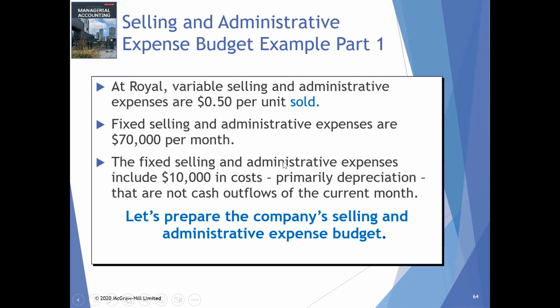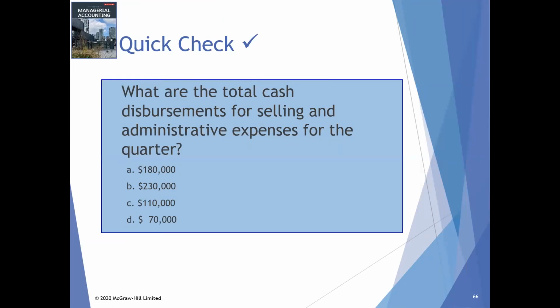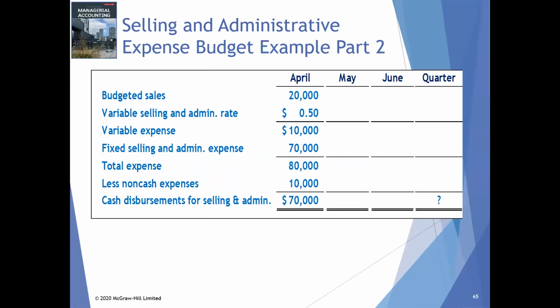So it's straightforward. We have 20,000 units, multiplied by 0.50, that is the variable cost. Total variable cost is this much, fixed cost we are going to add, minus we are going to subtract the depreciation. This is $70,000. That is the disbursement for selling and administration. This calculation is for the month of April, and in the same way you will calculate it for the month of May, June, and the quarter.